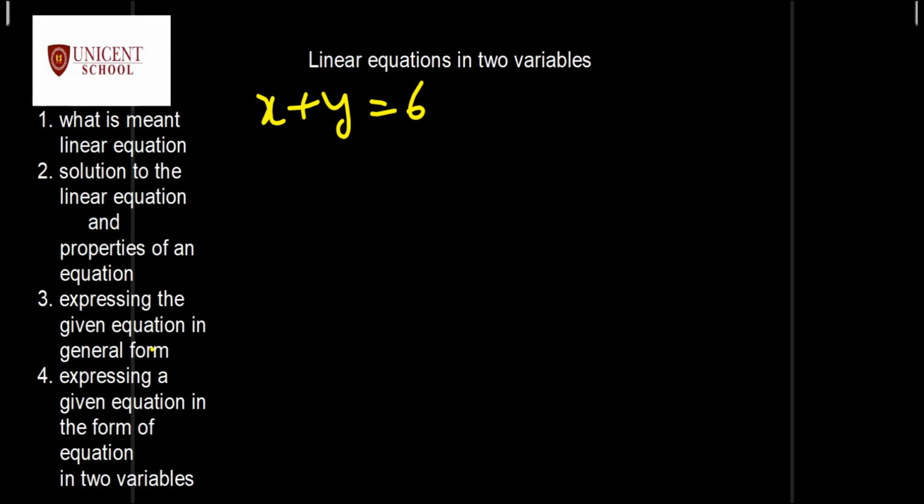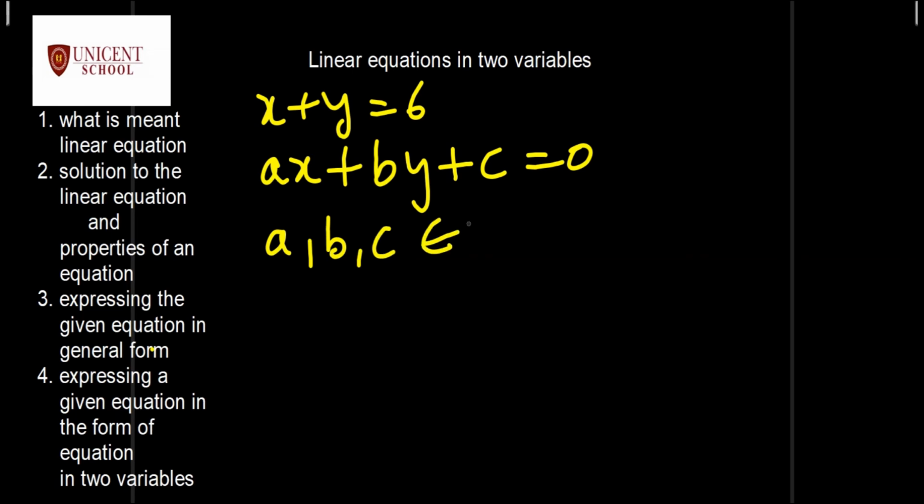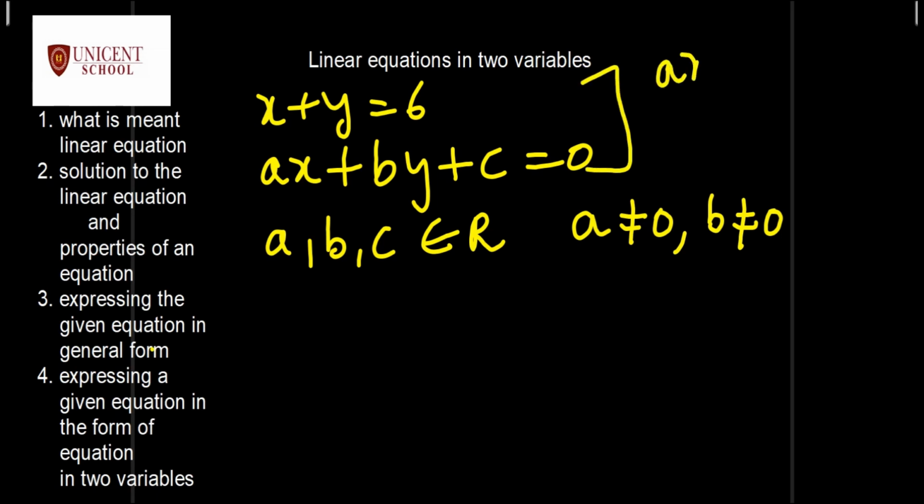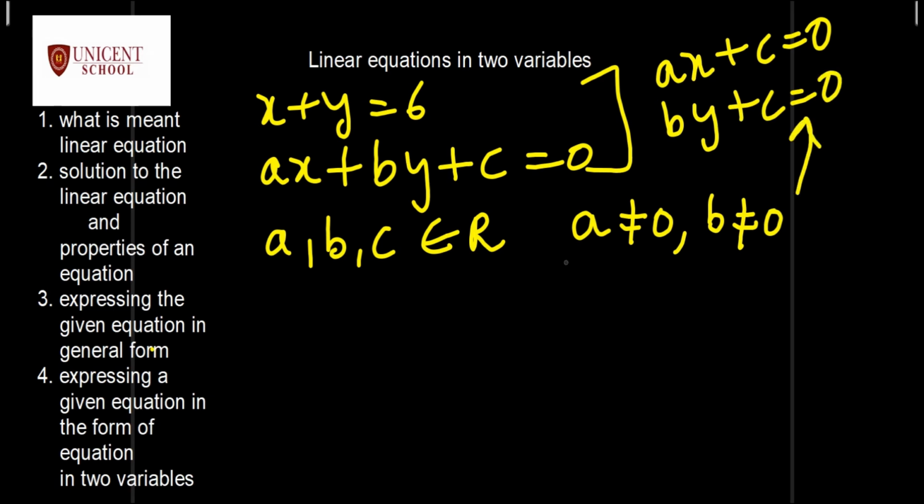So what is that? The general form of the linear equation in two variables is ax plus by plus c equals 0, where a, b, c belong to the real numbers and the condition is a should not be equal to 0 and b shouldn't be equal to 0. Because if any one of these is equal to 0, again this equation gets converted into the linear equation of one variable form. That's why to get a linear equation in two variables, we need to specify the condition that a is not equal to 0 and b is not equal to 0.